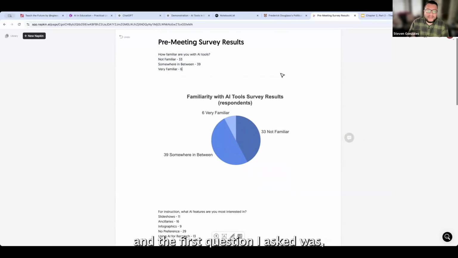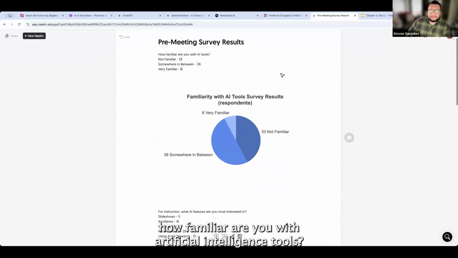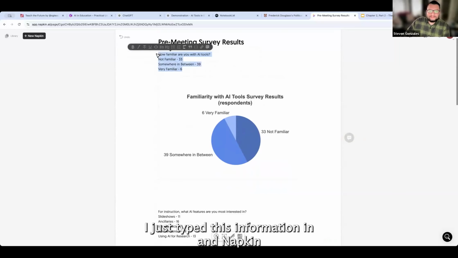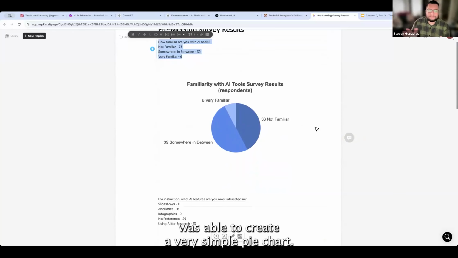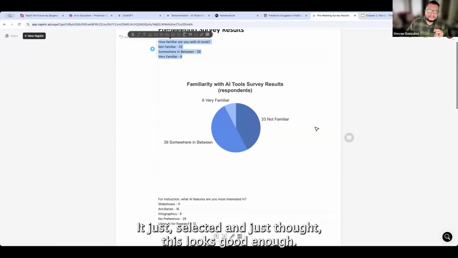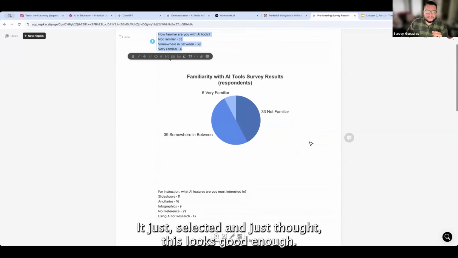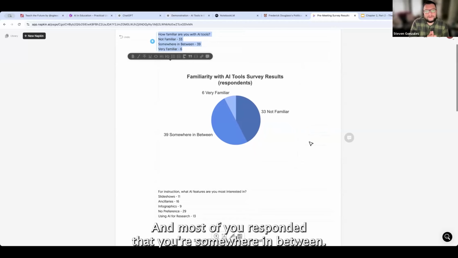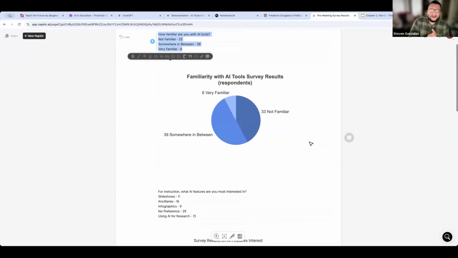And the first question I asked was, how familiar are you with artificial intelligence tools? I just typed this information in, and Napkin was able to create a very simple pie chart. I didn't have to go into Excel. I didn't have to manually make the table and make it formatted correctly. It just selected and just thought, this looks good enough. And most of you responded that you're somewhere in between. The second highest group was not familiar, and 6 of you were very familiar. So welcome to all of you.